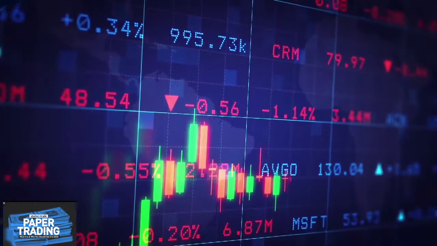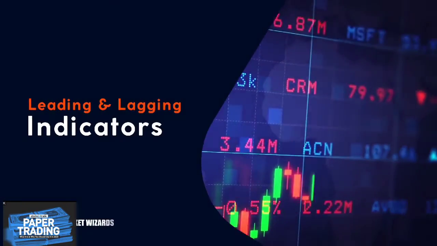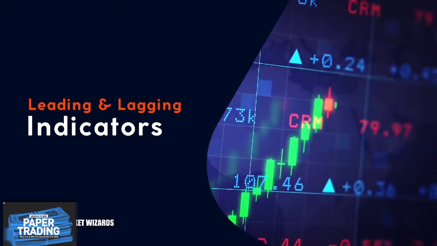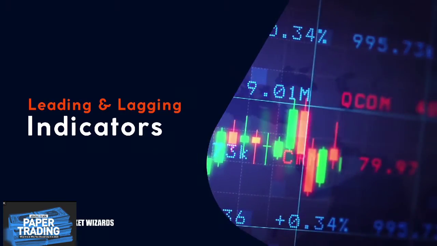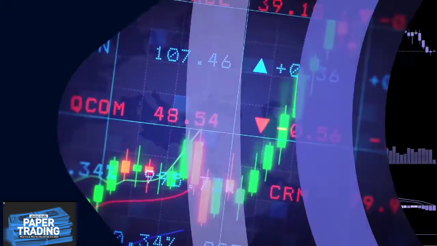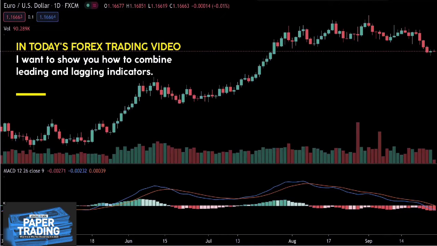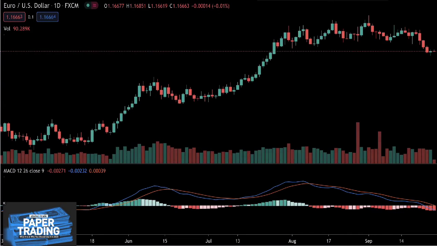Many traders make use of indicators to help them identify market patterns and trends. Most of these indicators can be categorized as leading and lagging. In today's Forex trading video, I want to show you how to combine leading and lagging indicators. But before I do that, let me first briefly explain what leading and lagging indicators are.